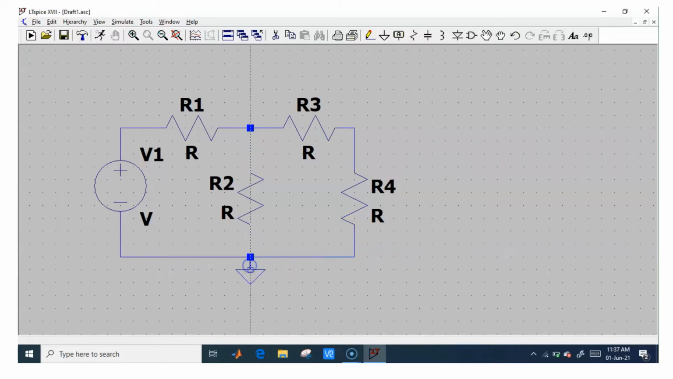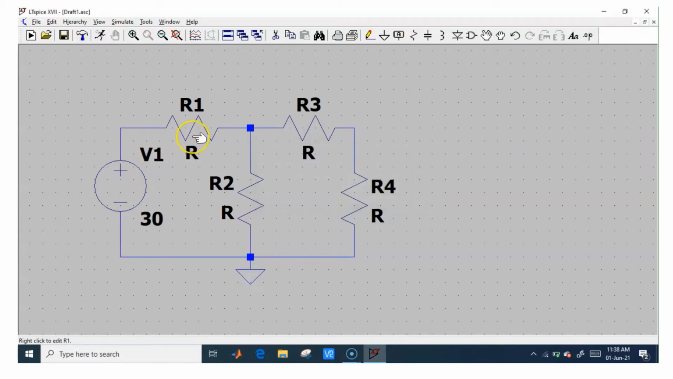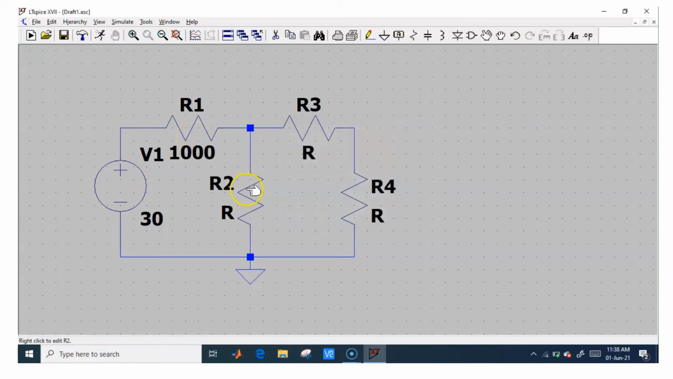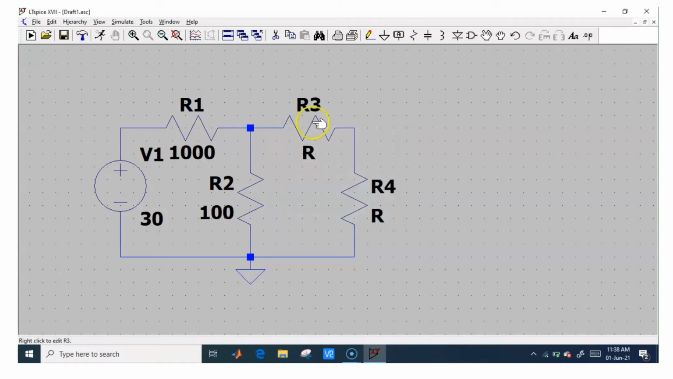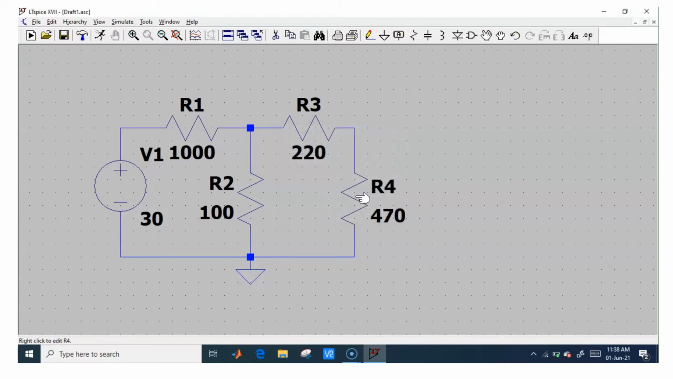Now let us give the values to the resistors and the voltage source. Here the voltage source value is 30 volt, R1 is 1000 ohm, R2 is 100 ohm, R3 is 220 ohm, and R4 is our load resistance, and we are using 470 ohm. So this is the given circuit.